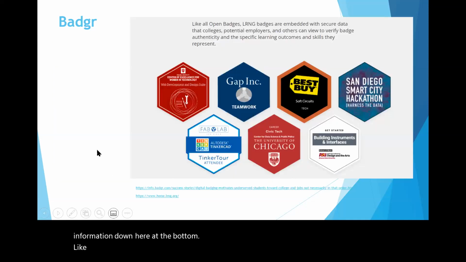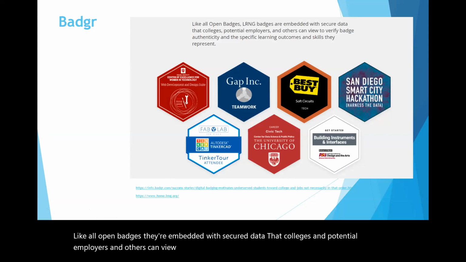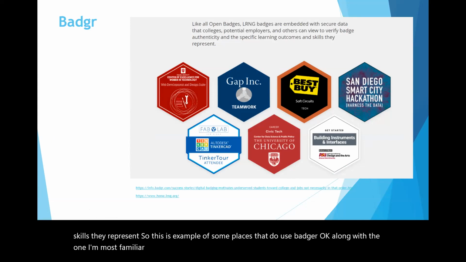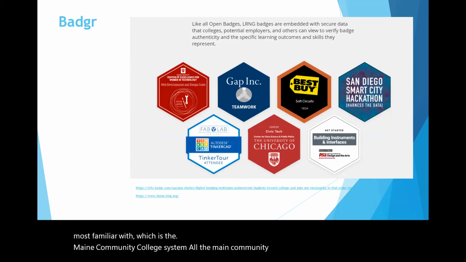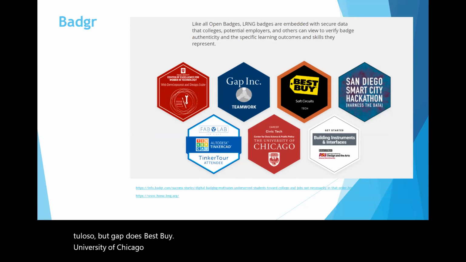Like all open badges, they're embedded with secure data that colleges and potential employers and others can view to verify the authenticity and the specific learning outcomes and skills they represent. So this is an example of some places that do use Badgr, okay? Along with the one I'm most familiar with, which is the Maine community college system. All the Maine community colleges use Badgr through D2L also. But Gap does, Best Buy, University of Chicago, Center of Excellence, Women in Technology. Okay, so these are some of them that use Badgr.